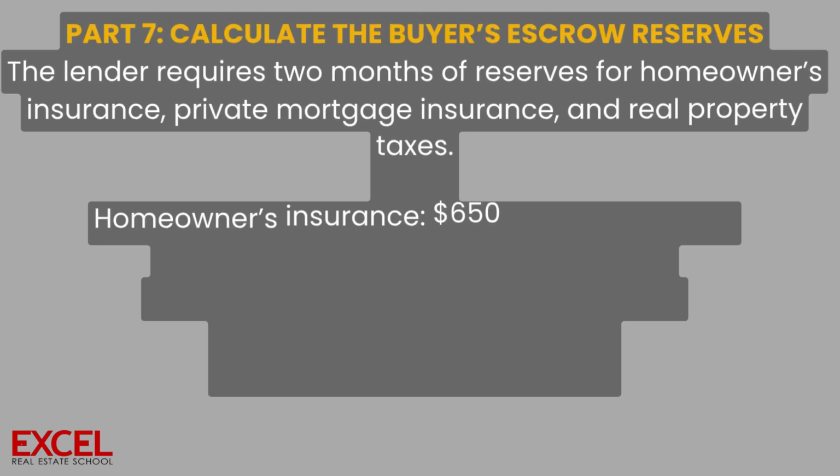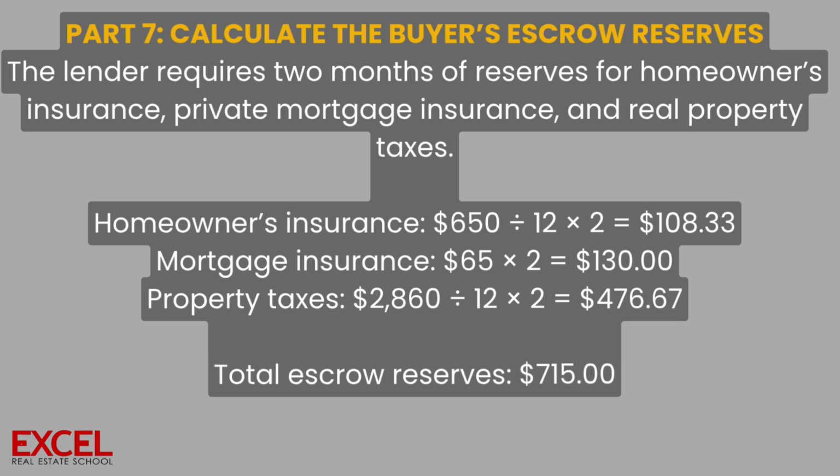Next, part 6. Let's calculate the buyer's escrow reserves. The lender is requiring 2 months of reserves for homeowners insurance, private mortgage insurance, and property tax. So we got 3 things here to calculate. Homeowners insurance, $650 divided by 12. Remember, $650 is for all 12 months. They only want 2 months. So we're going to take $650 divided by 12, then multiply that by 2. That gives us $108.33.